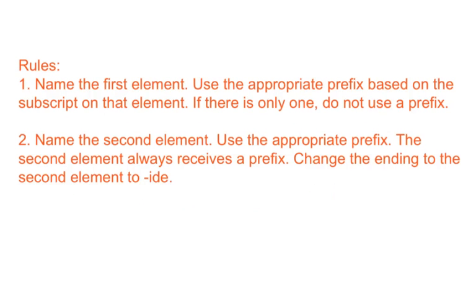So, the rules are, you name the first element in the compound, and you use the appropriate prefix based on the subscript of that element. If there's only one, you do not use a prefix. Then for the second element, you name it. Again, you use the appropriate prefix. However, this one will always receive a prefix, even if there's only one. And then you change the ending of that second element to IDE.